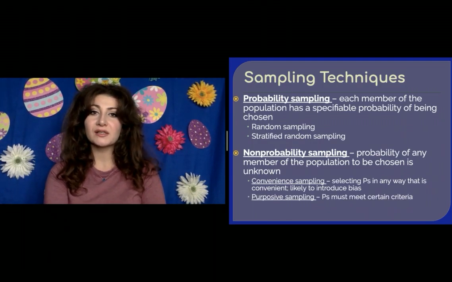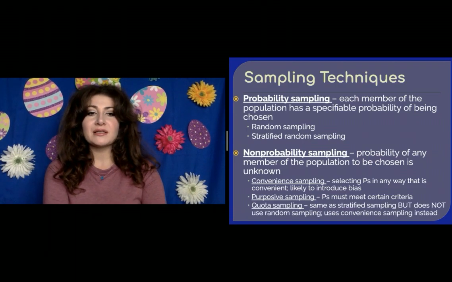And in order to generalize our results, we need to expand that sample a bit. Purposive sampling means that participants must meet a certain criteria.